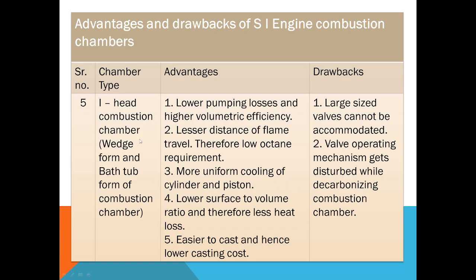Next is the I-head combustion chamber. The wedge form and bathtub form of combustion chamber have these advantages: lower pumping losses and higher volumetric efficiency, less distance of flame travel and therefore low octane requirement, more uniform cooling of cylinder and piston, lower surface to volume ratio and therefore less heat loss, easier to cast and hence lower casting cost. Drawback: large size valves cannot be accommodated. The valve operating mechanism gets disturbed while decarbonizing the combustion chamber.